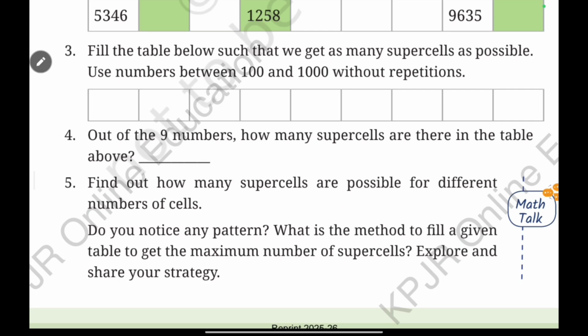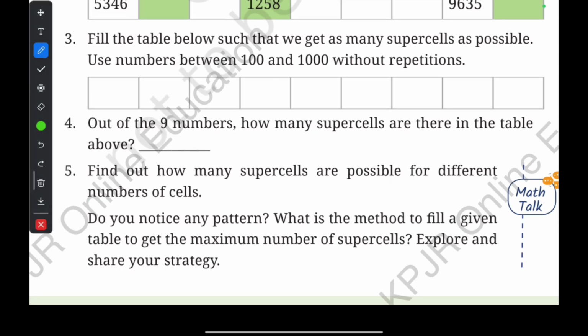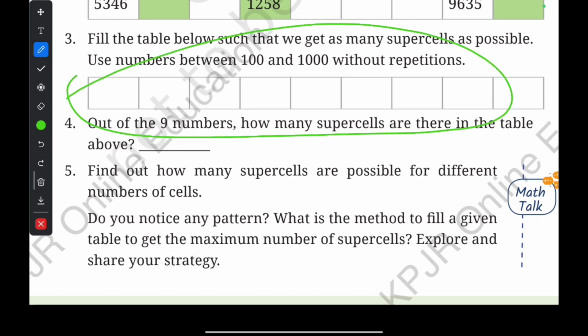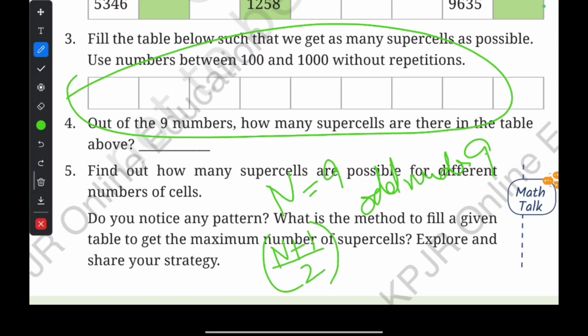Depending upon the number of cells, n is the odd number. Here we had 9 cells, so n is 9, an odd number. The formula is (n+1)/2. So (9+1)/2 is nothing but 10/2, so our answer is 5.